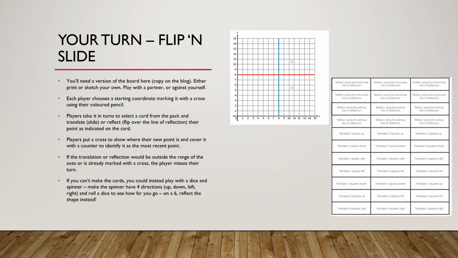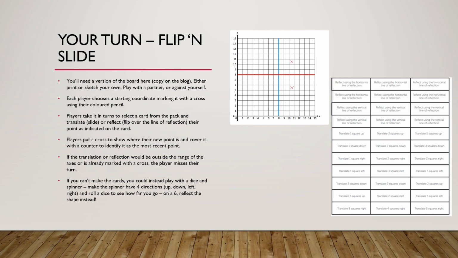If you can't make the cards, then what you could do instead is play with a dice, just a 6-sided dice will do, and make a spinner. So, just poke a pencil through a piece of paper, make the spinner have 4 directions, up, down, left and right, and then roll the dice to see how far you go. So 1 square, 2 squares, 3 squares, 4 squares, 5 squares. On a 6, then you can reflect the shape instead. That's a good way to make it random, because you want to make it random so that if you accidentally end up on a square that's already been taken, it's bad for you. It's quite a fun game.